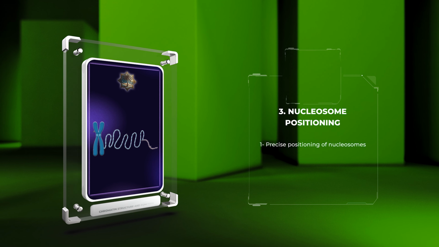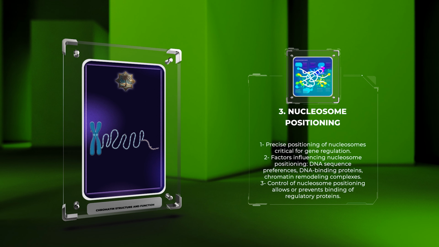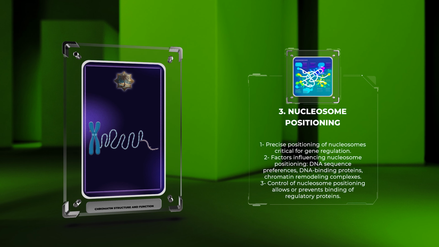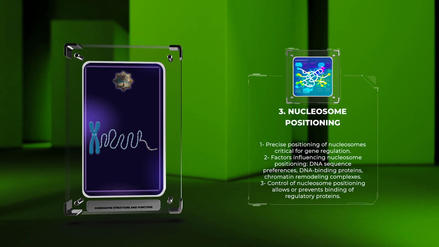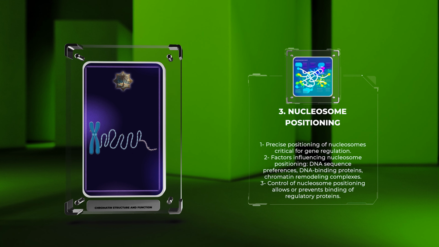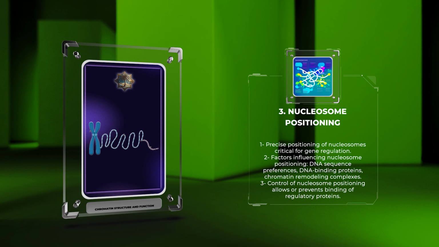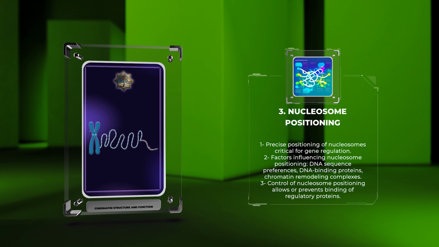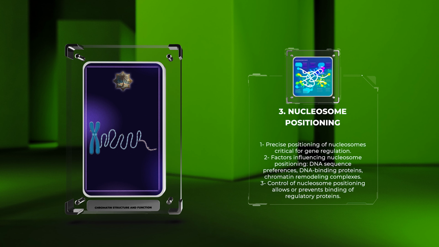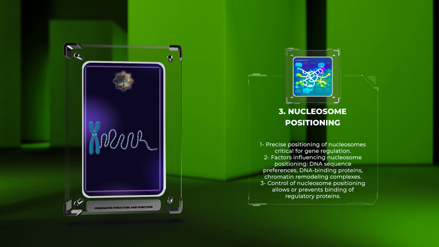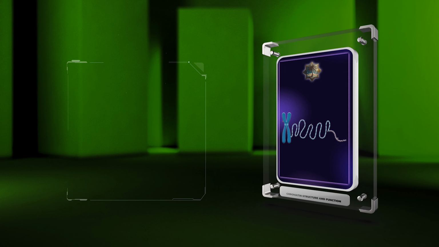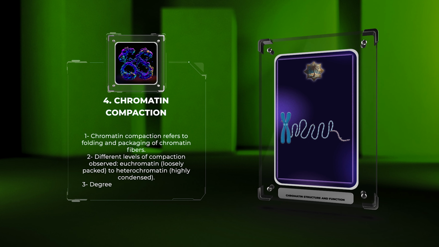The precise positioning of nucleosomes along the DNA molecule is critical for gene regulation. Nucleosome positioning is influenced by various factors, including DNA sequence preferences, DNA binding proteins, and energy-dependent chromatin remodeling complexes. By controlling nucleosome positioning, cells can regulate access to DNA, allowing or preventing the binding of transcription factors and other regulatory proteins.